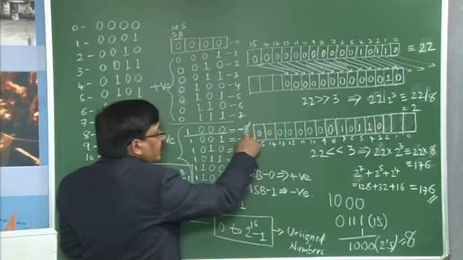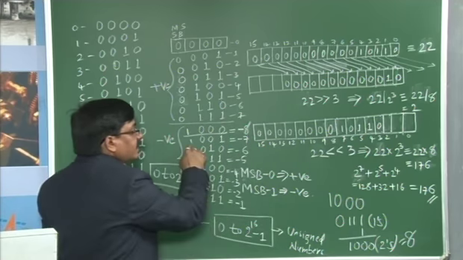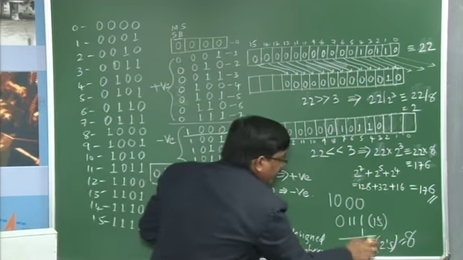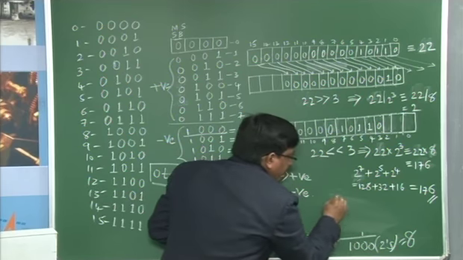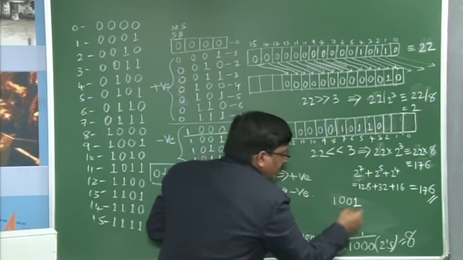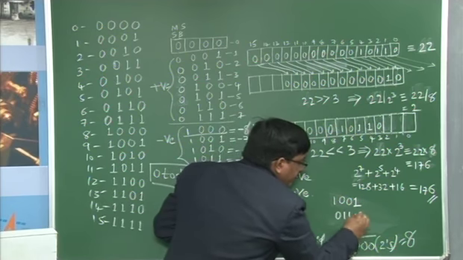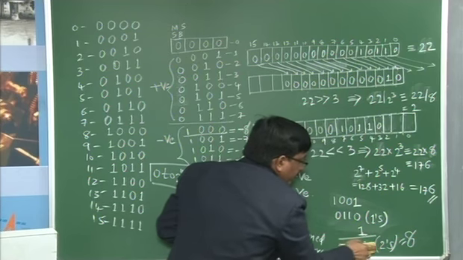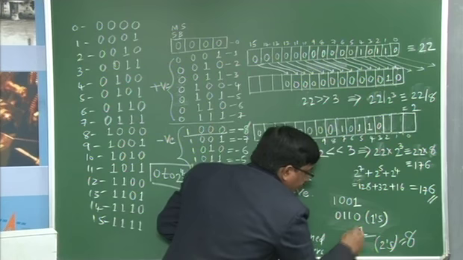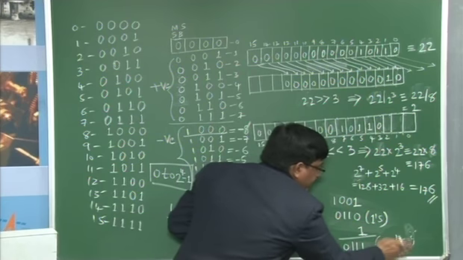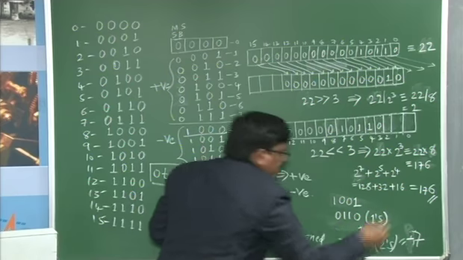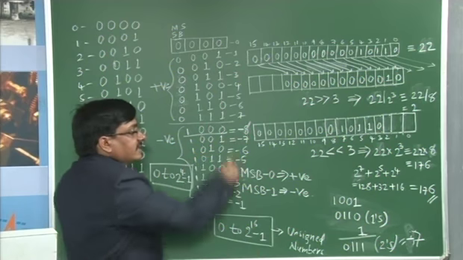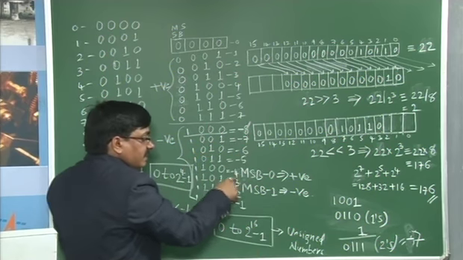Now, after minus 8, how do we get minus 7? What is the sequence here? 1001. If you take the 1's complement of 1001, we get 0110. This is the 1's complement, and if I add 1, I get the 2's complement. So when I add 1 here, I get the value 7. Since I am taking the 2's complement, I assign the negative sign there. So the value I get is minus 7. Similarly I get minus 6, minus 5, minus 4, minus 3, minus 2, minus 1.